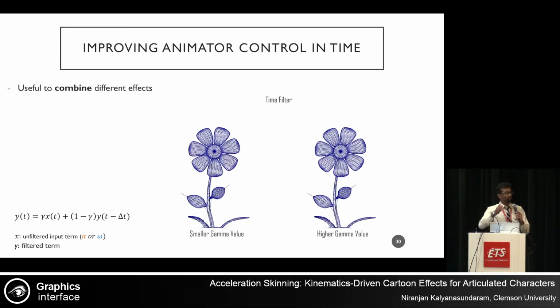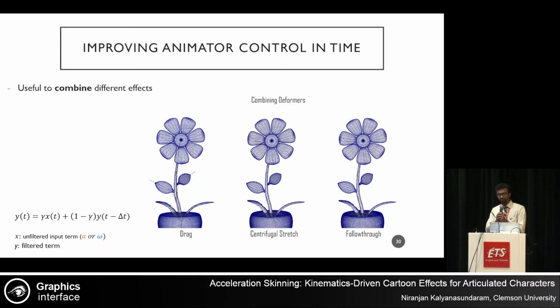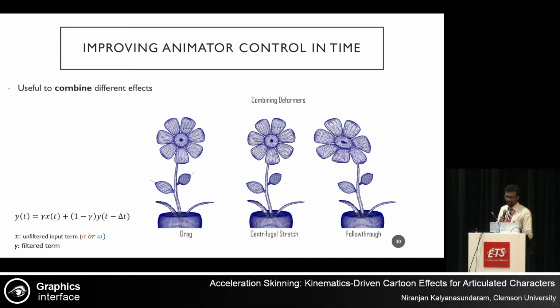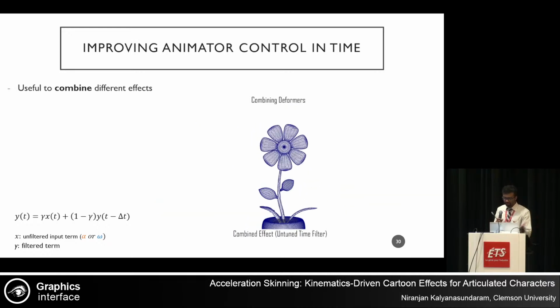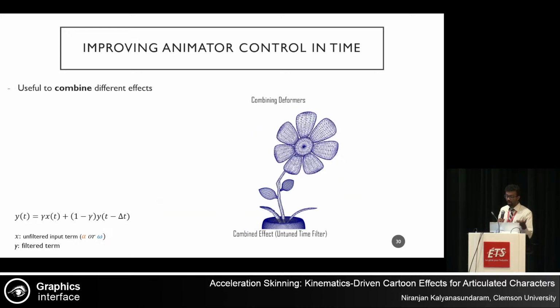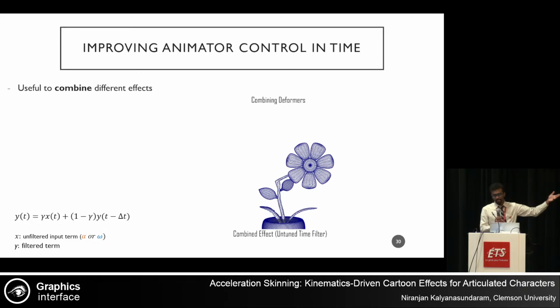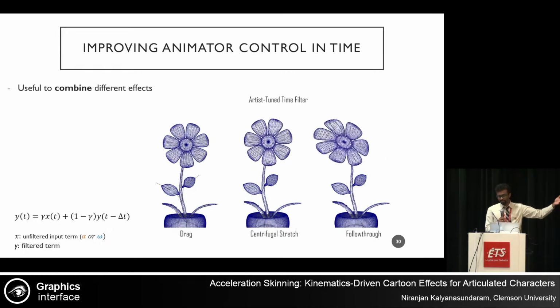So we have 3 different deformers that we talked about, right? Well, when combining them, you can filter each of them differently to get different responsiveness. And this becomes very helpful. So if we use the same gamma value on all 3 deformers, we sum them together, and this is the untuned result that we get. Personally, I don't find this very appealing.